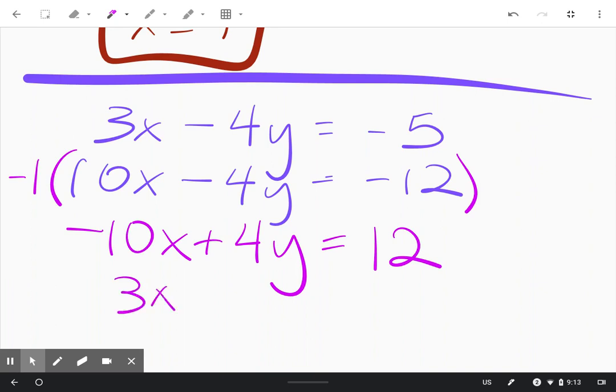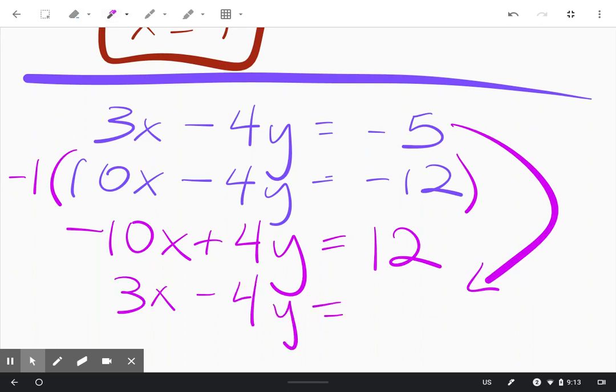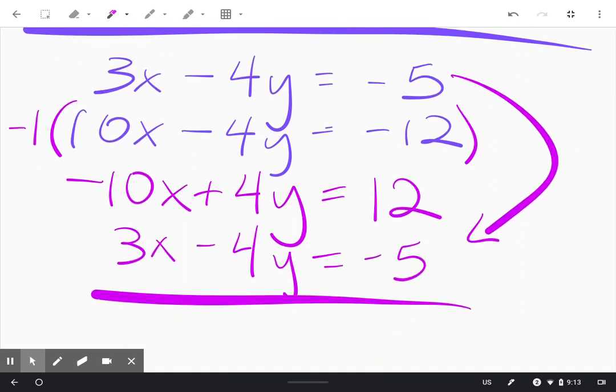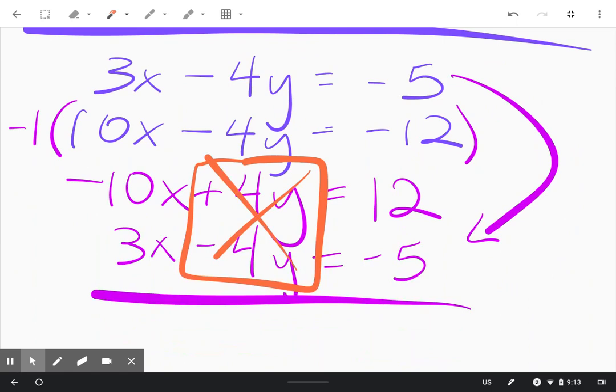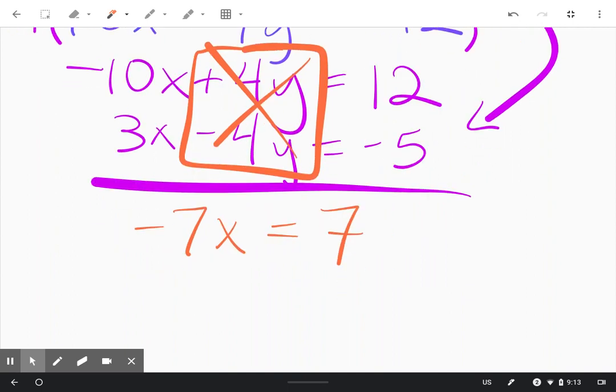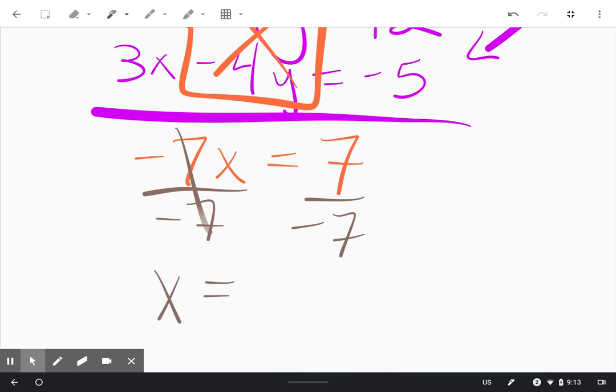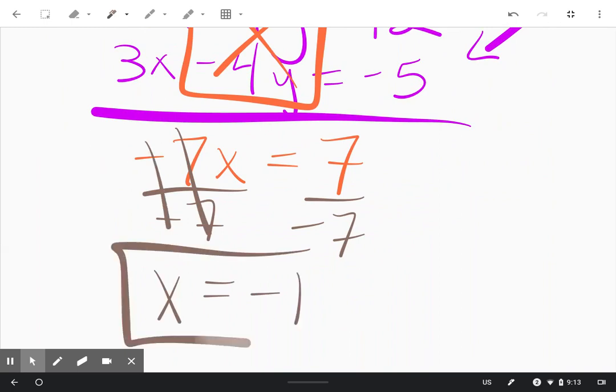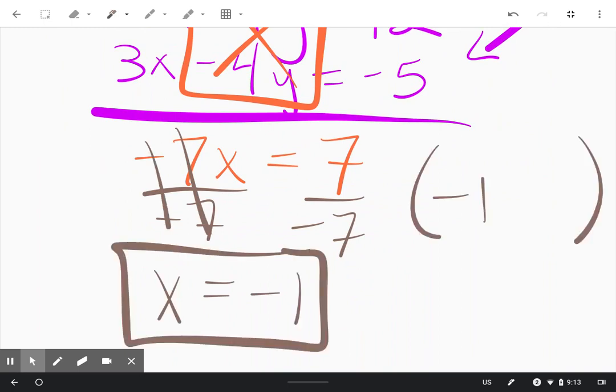I'm going to rewrite equation number 1, 3x minus 4y equals negative 5. And then we're going to go ahead and get rid of my 4y's, leaving me with negative 10 plus 3 is negative 7x equals 7. 12 minus 5 is 7. That looks pretty good to me. So we'll divide by negative 7 on both sides. So then x equals, those cancel, x equals negative 1. That's the first part of my answer right there.